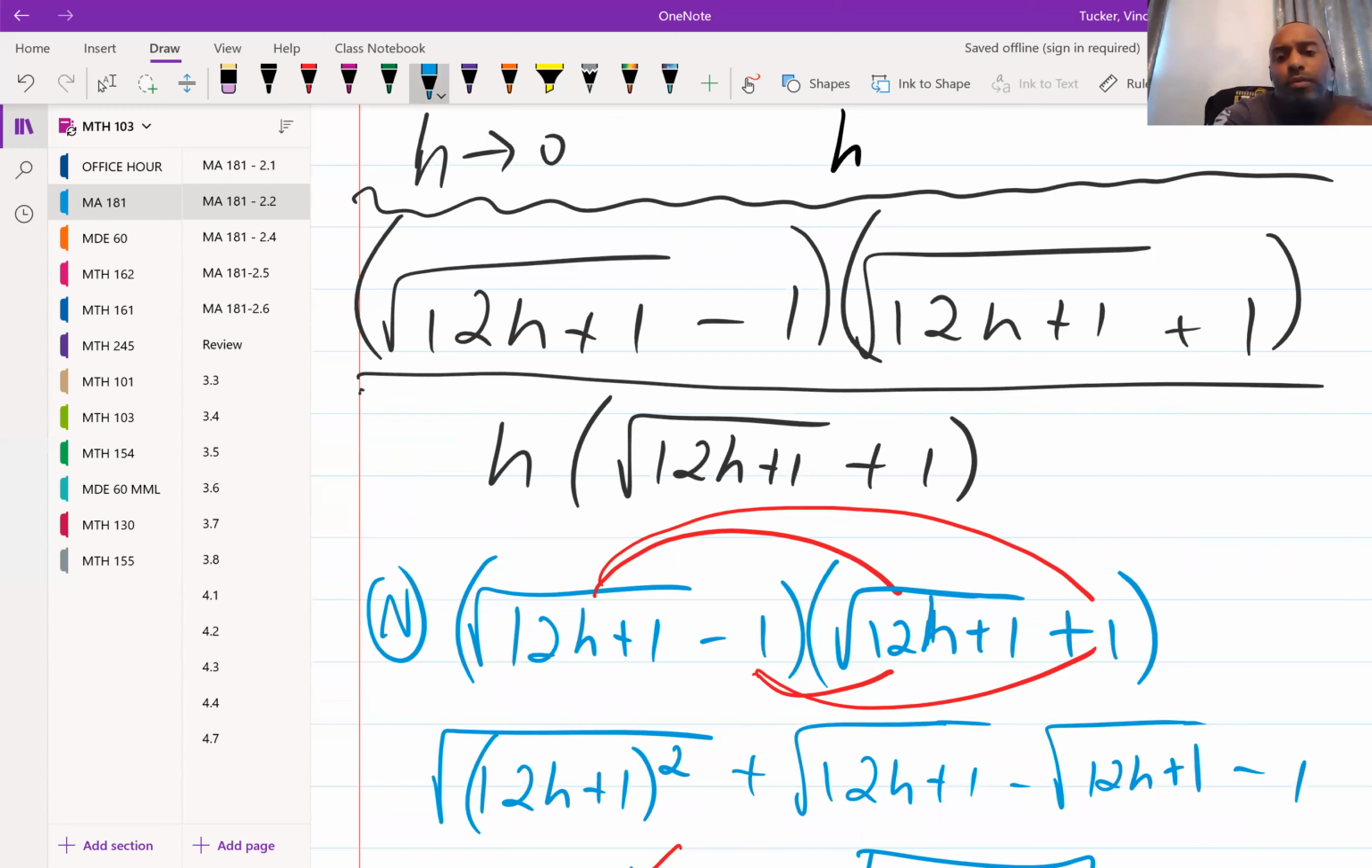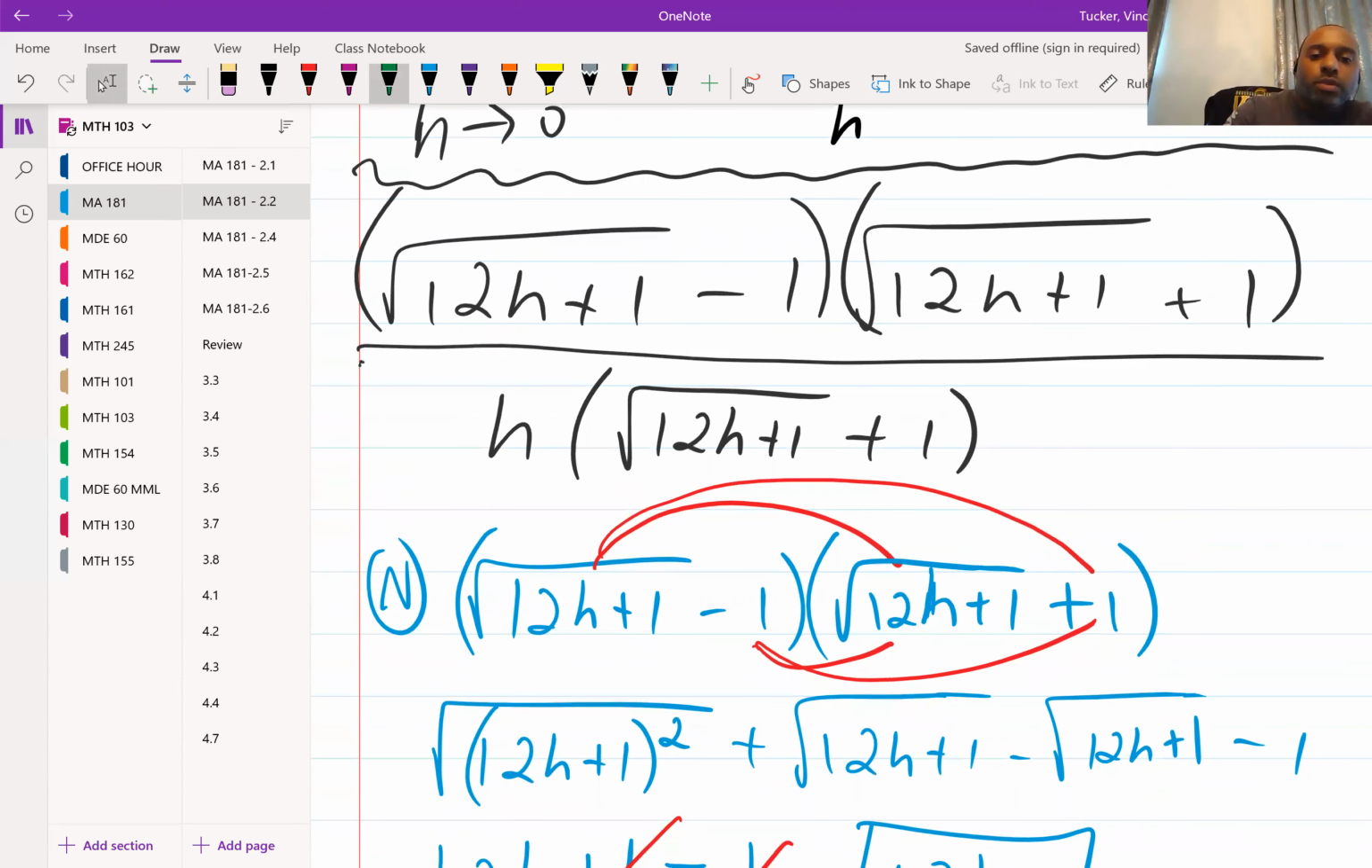All right, so for our distribution, the square root of 12h plus 1 times the square root of 12h plus 1 would be the square root of 12h plus 1 squared. Then the square root of 12h plus 1 times 1 is just the square root of 12h plus 1. Then negative 1 times the square root of 12h plus 1 is right here, minus the square root of 12h plus 1. And then negative 1 times positive 1 is negative 1, which is back here.